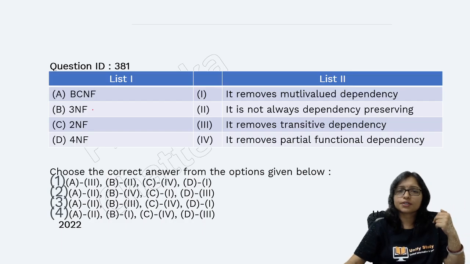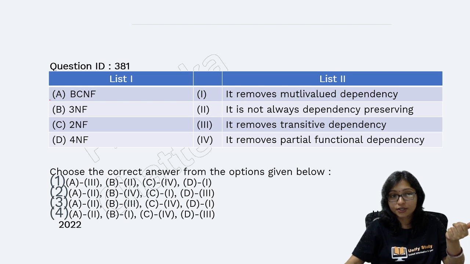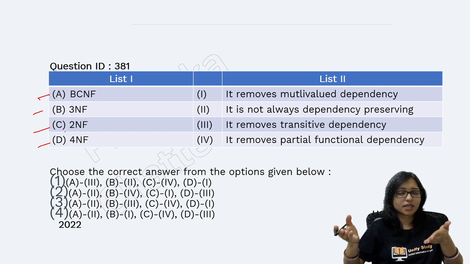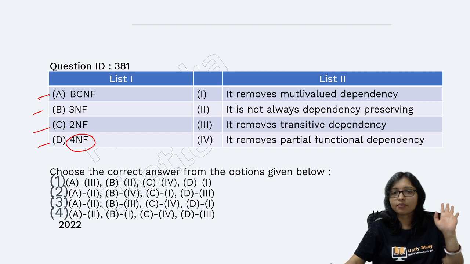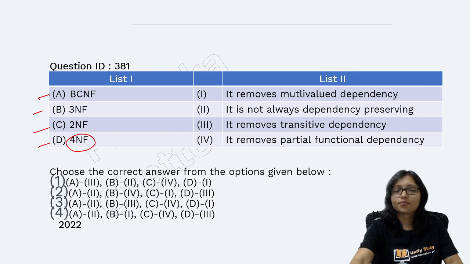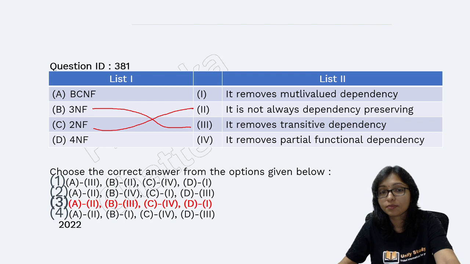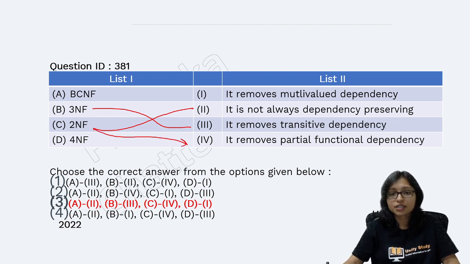Now go to the next question. You already learned it, right? What is BCNF, what is 3NF, what is 2NF and what is 4NF? Even without that you can match the question. It's very easy, right? You know that 3NF is about transitive dependency. 2NF means no partial dependency, it removes the partial dependency. So 2NF is partial and this one is here.